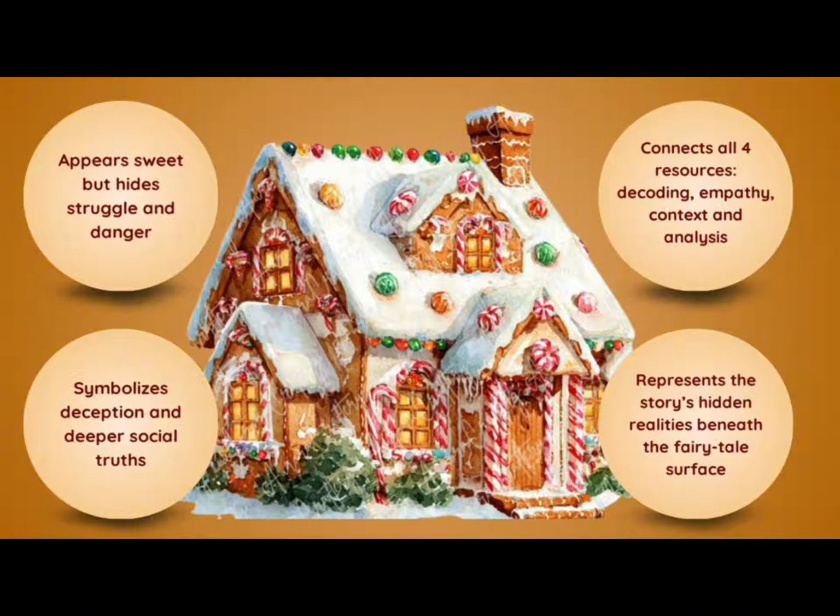In the context of Luke and Freebody's Four Resources model, this visual connects to all four roles of a critical reader. As a code breaker, the reader decodes the symbolic meaning of the house, not merely as a setting, but as a constructed image that hides hardship. As a text participant, the reader engages emotionally, realizing how the children's hope quickly turns into fear once they enter the house.